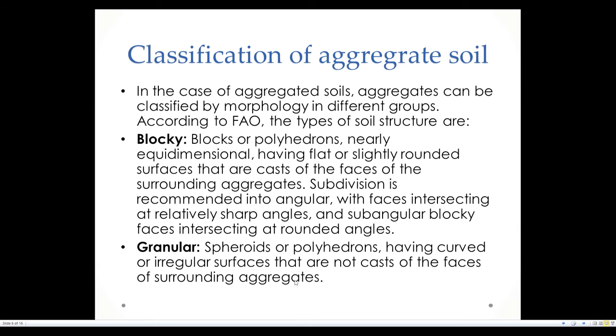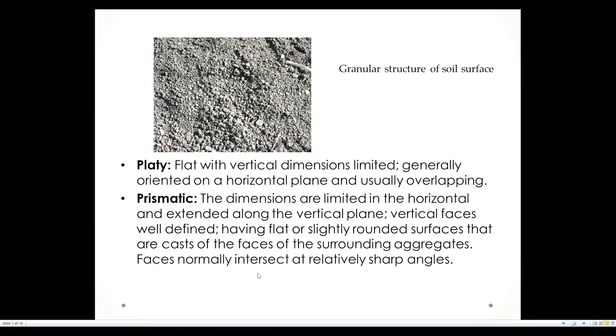The second one is granular. In granular, they have curved or irregular surfaces that are not casts of the faces of the surrounding aggregates. We can see here the granular structure of soil surface is like this. And the fourth one is the platy. In platy, it is flat with vertical dimension limited, generally oriented on a horizontal plane and usually overlapping.